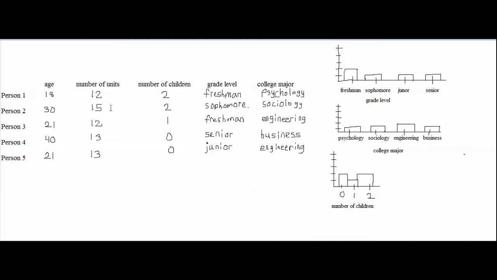We can also make a histogram for number of units. I'll move this down a little bit so we can see that it's separated from this graph over here. We'll make a number line for number of units. The lowest number is 12 and the highest number is 15, so our tick marks will go from 12 to 15.